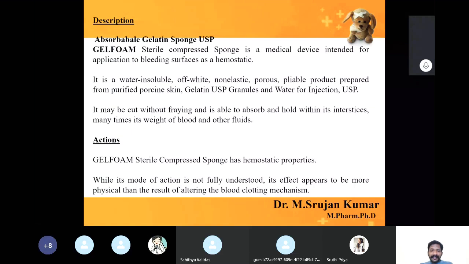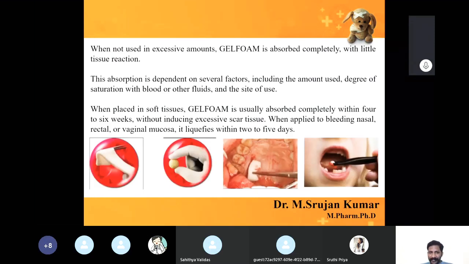Its effect appears to be more physical than the result of altering the blood clotting mechanism. So its effect can be seen physically. Internally you cannot say exactly what is the mode of action, but physically you can say that it is altering the blood clotting mechanism. When not used in excess amounts, gel foam is absorbed completely with little tissue reaction. When you don't know how much gel foam to apply to the affected area, the gel foam will get absorbed into the wound, and it causes some little amount of tissue reaction.